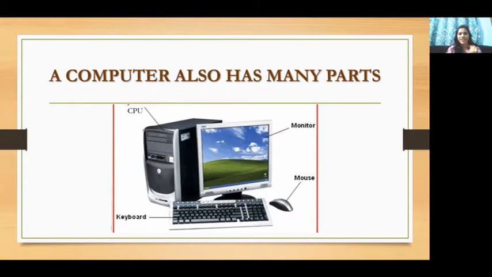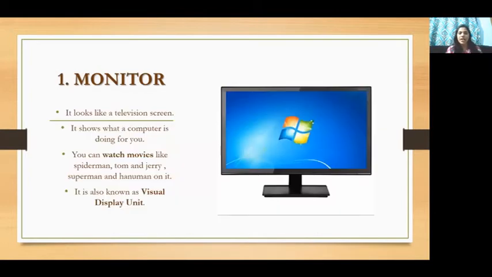Can you identify this picture? This is the picture of a desktop. And you can see monitor over here. Then CPU, keyboard and mouse. Last class we have studied about monitor and CPU. Once again we will revise those 2 parts and we will be studying keyboard and mouse today. Okay, are you ready? So first one is the monitor.